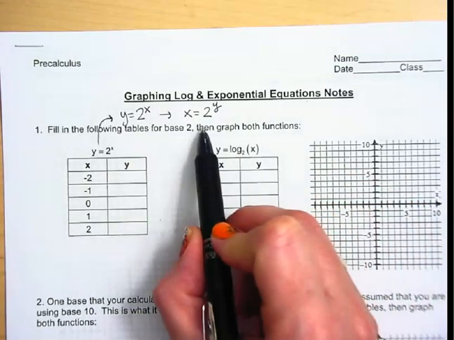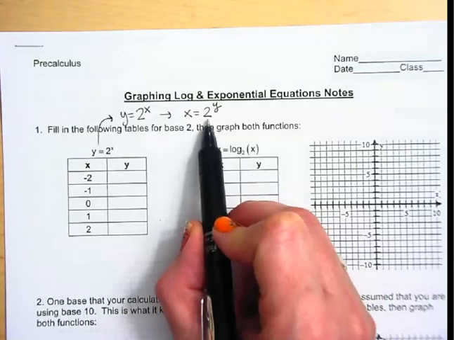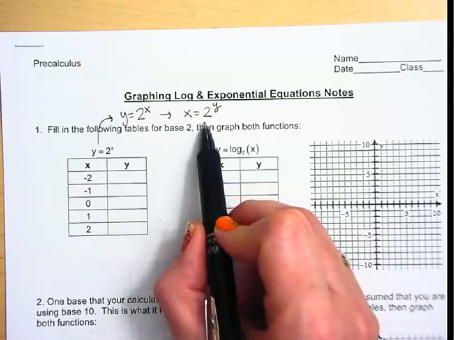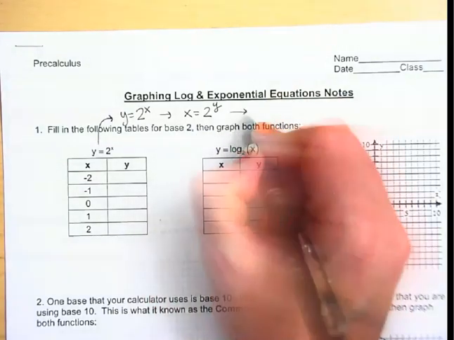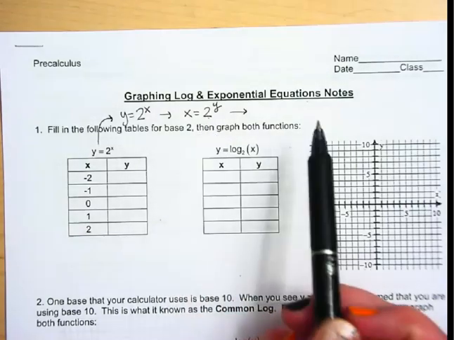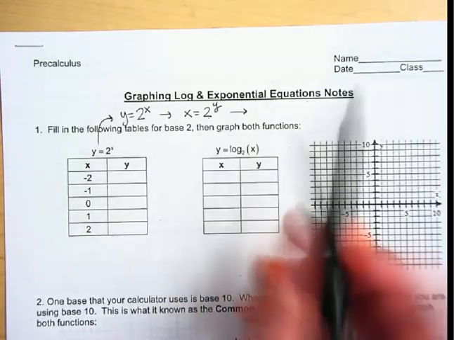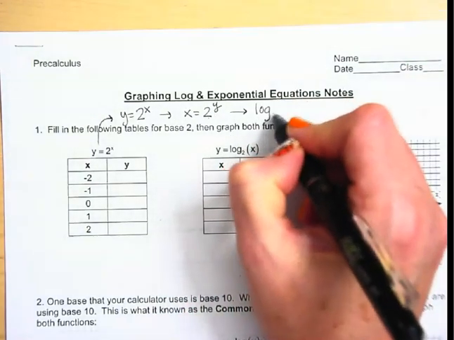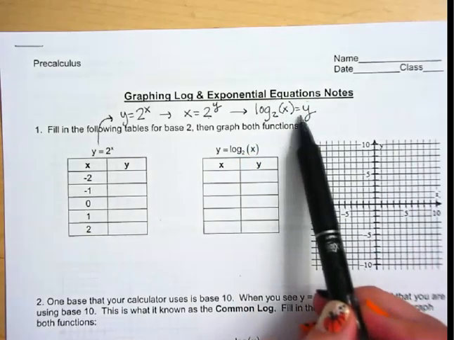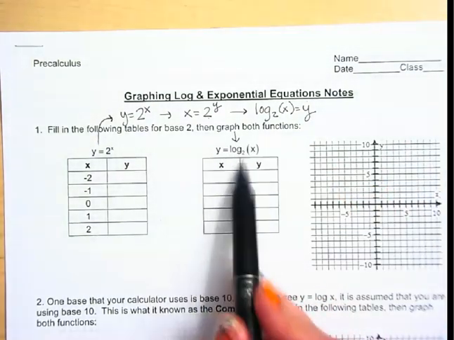And we learned when working with our log properties that we can rewrite this situation as a log where my base is 2, so log base 2 of x, my argument, equals the exponent y. So log base 2 of x equals y. So now we have y equals log base 2 of x. So you'll see that that is this function right here.